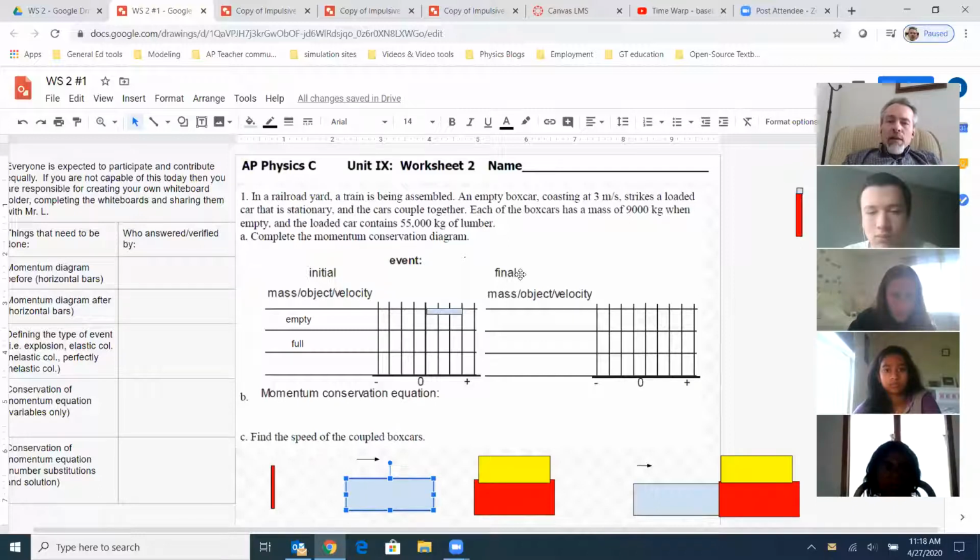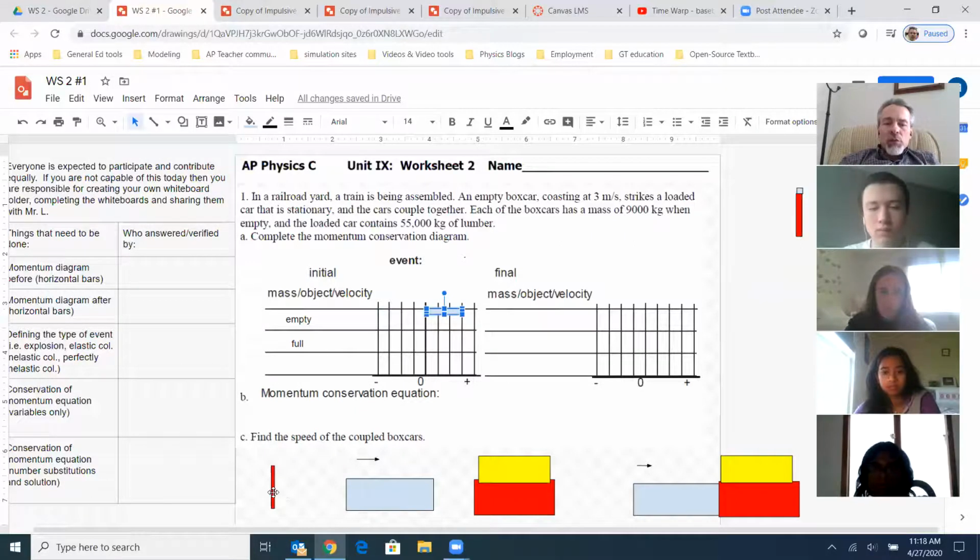That blue one's moving at 3 meters per second, so I made it 3 hash marks long to the right horizontally, but I didn't make it very wide, because it's not that massive. The empty one has a very small mass, so I'm making it about 1/6 the other one. For the full one, I'm just going to use red, not yellow. Red's going to represent the full one. It has much more mass, in fact about 6 times more massive. So this blue one must be about 1/3 of one of those blocks.